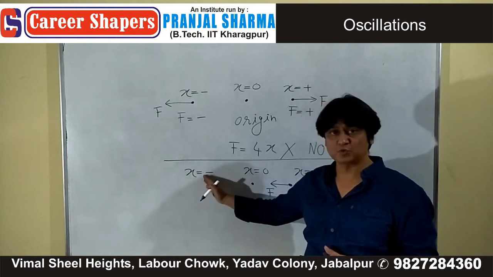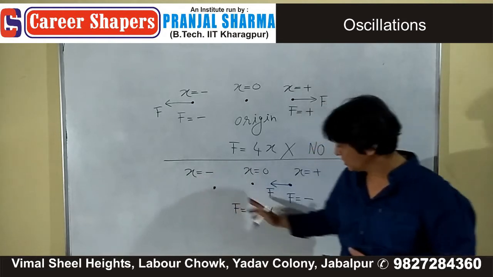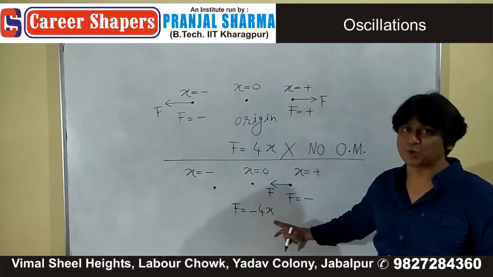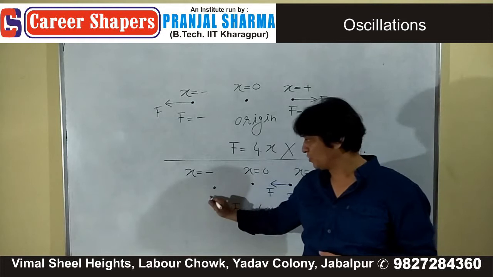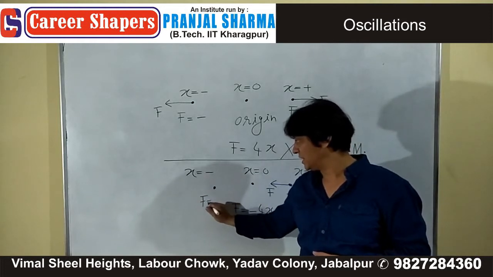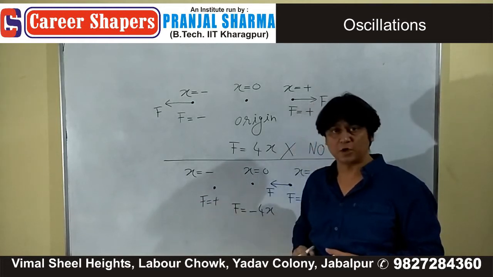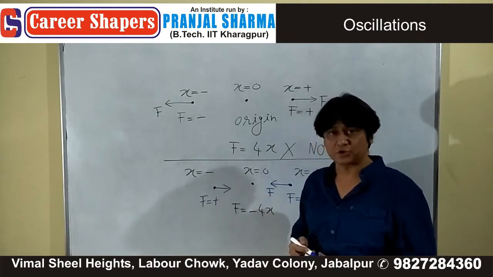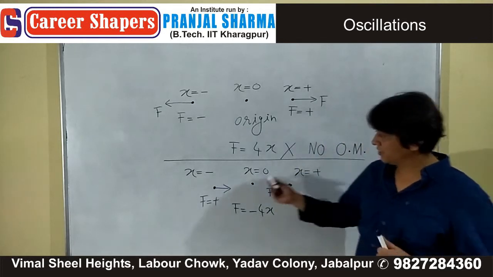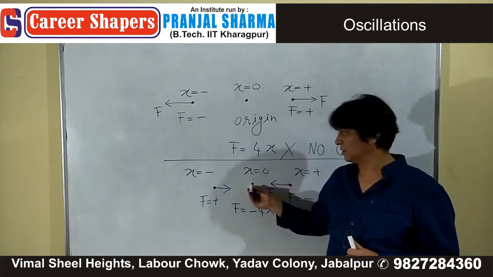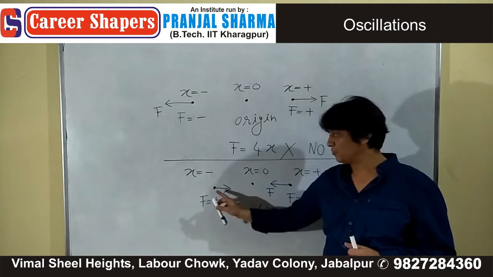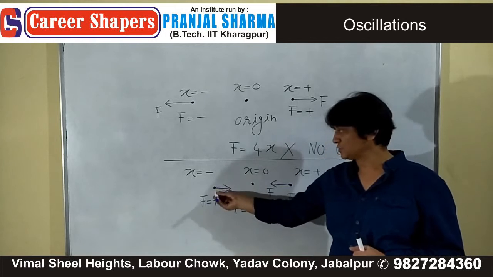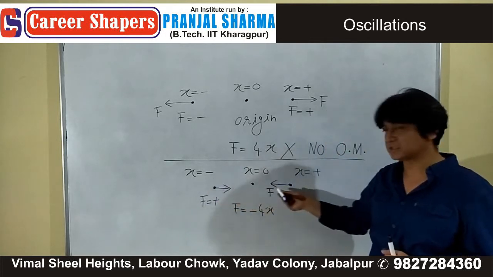you see that x is what? Negative. Say -2. If you put x -2, then -4 into -2, it becomes what? 8. That means force on the left side is coming what? Positive. What is positive? Right side. This direction. That means if object is on the left hand side, then force is acting towards right. That means this force tries to move the object this side.